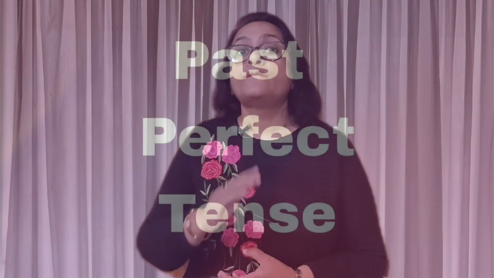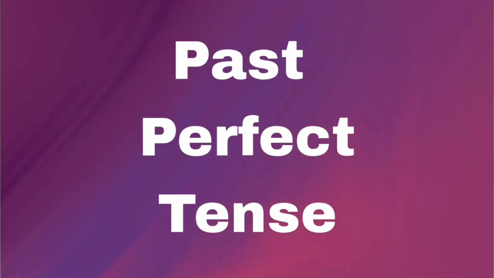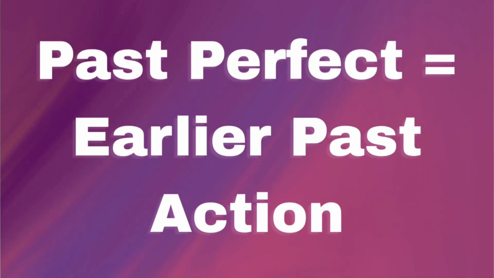Sometimes in the past, two actions happened. One action happened before the other. To talk about that earlier action, we use past perfect tense. ऐसा एक्शन जो किसी दूसरे पास्ट एक्शन से पहले हो चुका है, उसके लिए बात करने के लिए हम पास्ट परफेक्ट टेंस यूज करते हैं.